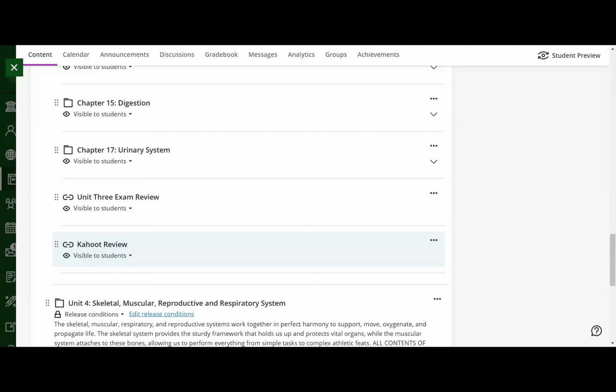There's also a link in Blackboard that has a Kahoot review. If you want to try that, you can use that also to review the information. Make sure that you go through the Unit 3 review sheet that I just covered. So hopefully you get a chance to go through all of this before Thursday, so that if you have any questions, you're able to ask me in lab.